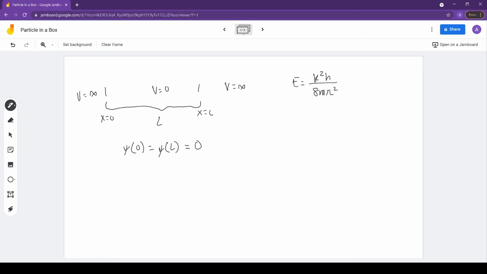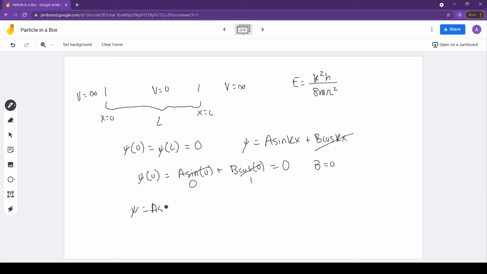If we rewrite what our psi function was, it looked like a sine kx plus b cosine kx. If we plug in psi of 0, we'll get a sine 0 plus b cosine 0, and psi of 0 must be 0. Since cosine 0 is 1, this term becomes 1, this term becomes 0, so you'll end up getting b equals 0. So basically our cosine term is eliminated. Now we have that psi equals a sine kx.